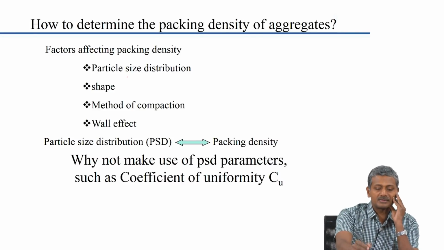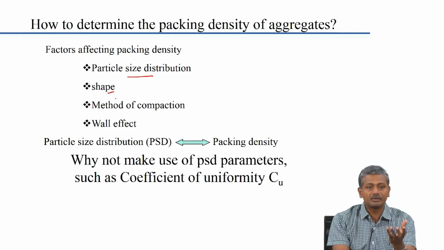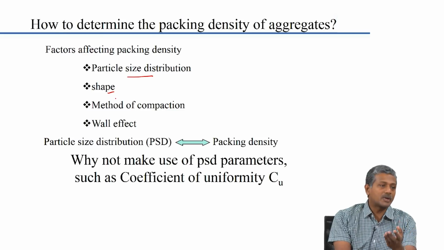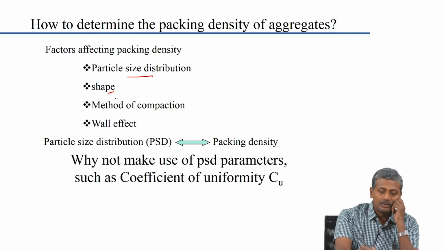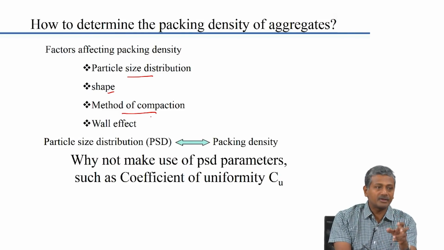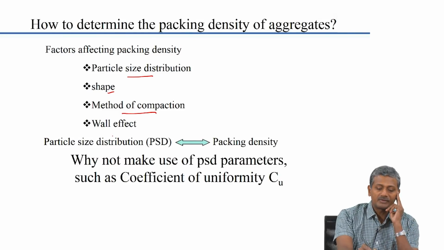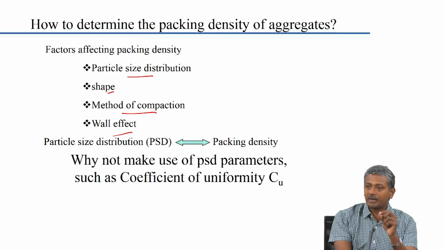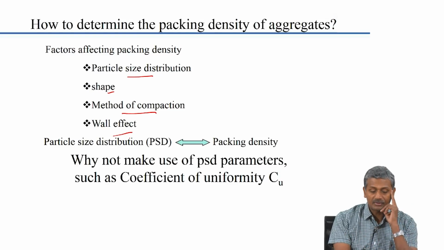One is the particle size distribution, obviously. The shape of the particles is also important, because if you have circular or spherical particles as opposed to angular, you get different packing densities. The method of compaction is another important ingredient that can affect the packing density, and the wall effect, obviously, depending upon the size of your particles and the shape or size of the container.